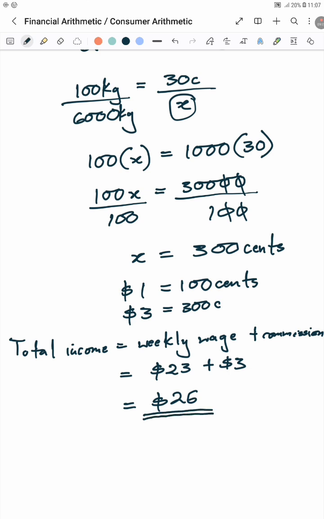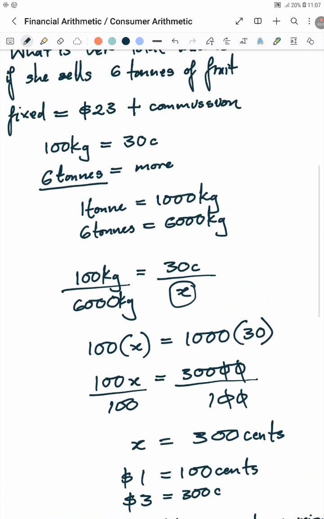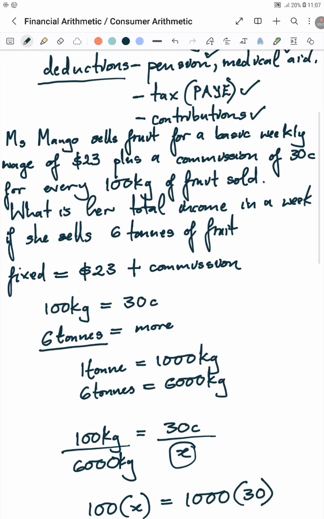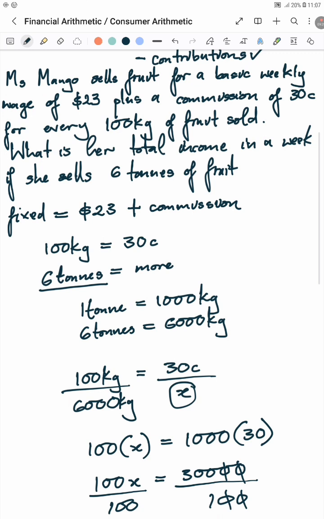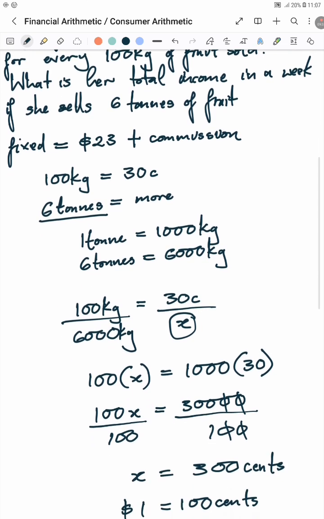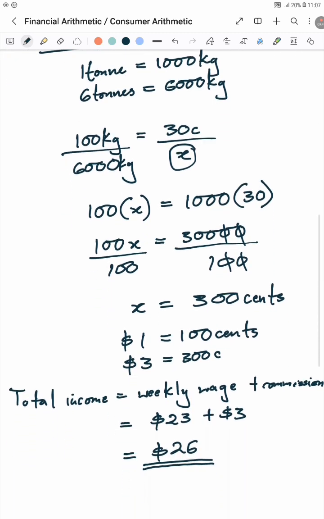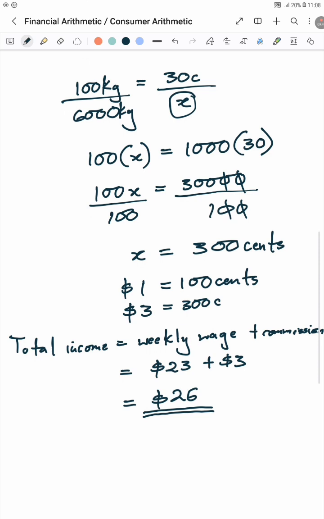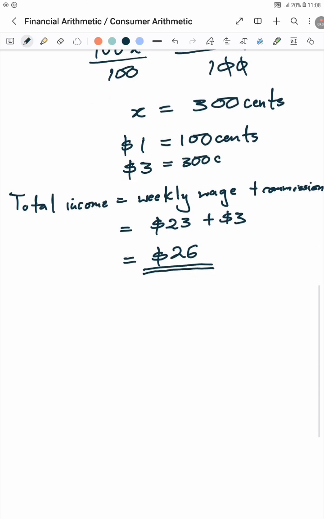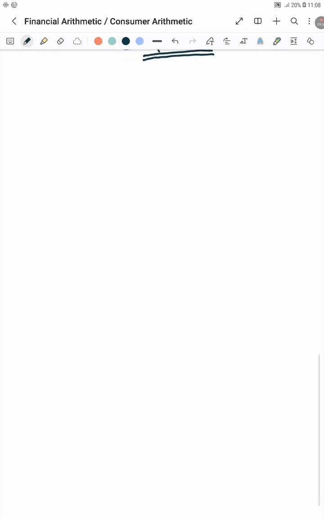So I want you to understand that in this particular question, we have covered a weekly wage. We have also covered a commission, an example of commission, and we have also spoken of a total income, which is the whole amount that this lady is going to get after working for a week. So these are the words that you need to understand before you can attempt to answer questions on earnings or on income. I'm going to look at another example.